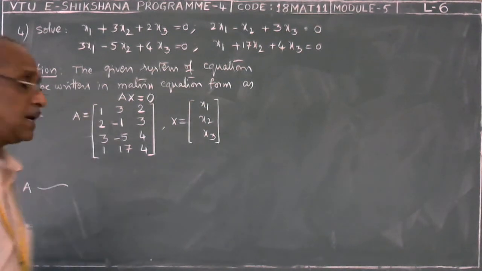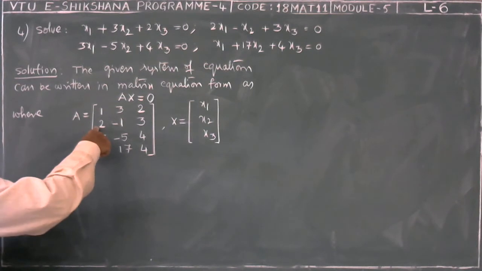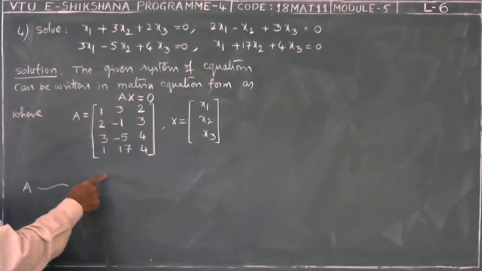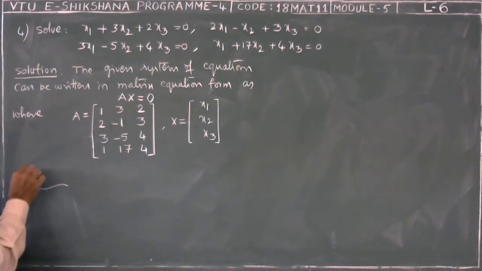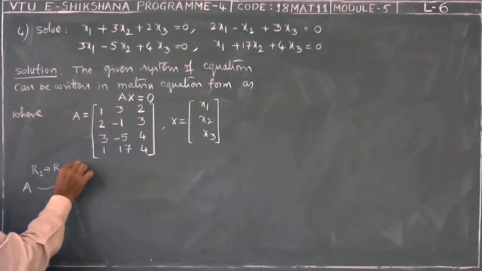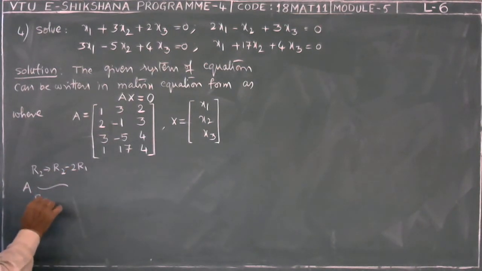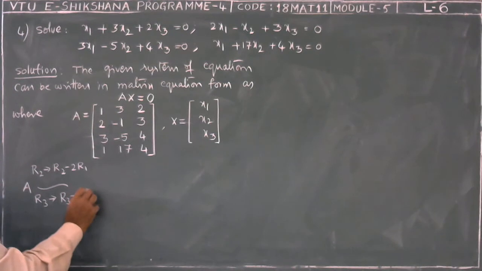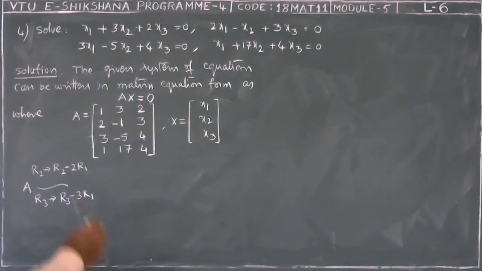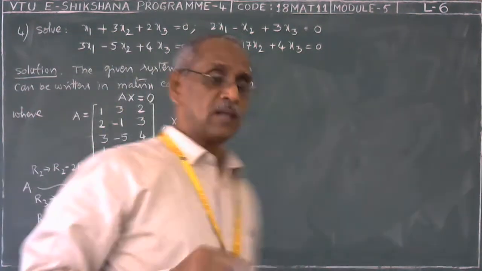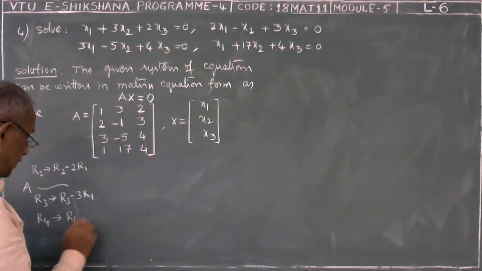Leading entry in the first row is 1, an advantage. So multiply this by 2, subtract with this to make this element 0. Multiply this by 3 and then subtract with this to make this element 0. Then just subtract R1 from R4. So R2 will change subject to the operation R2 minus 2R1. R3 will change subject to the operation R3 minus 3R1. Similarly, R4 will change subject to the operation R4 minus R1.